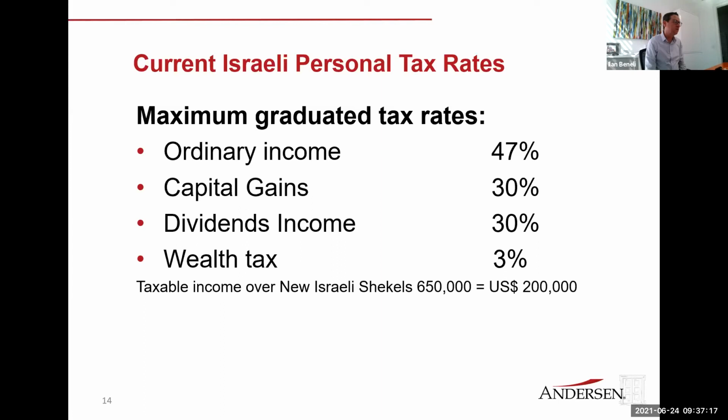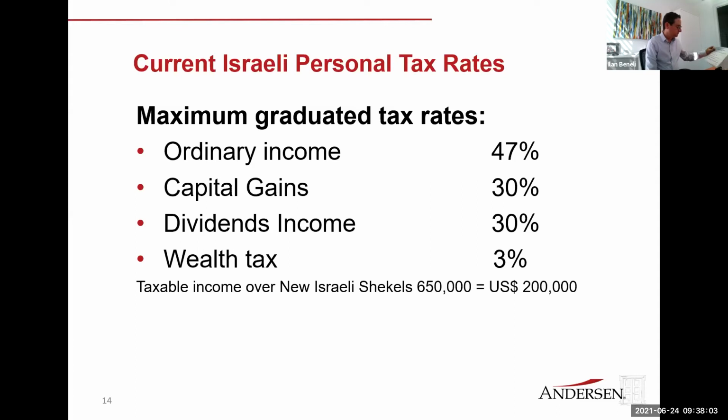And if you can see at the bottom, we also have a wealth tax that kicks in relatively low. We put here 650,000 Israeli shekels, which is around $200,000. So those who make more than that actually pay 50% of their ordinary income. Capital gains are taxed at 30% if you own more than 10% in the company. It's reduced to 25% if you own less, and the same applies to dividends.